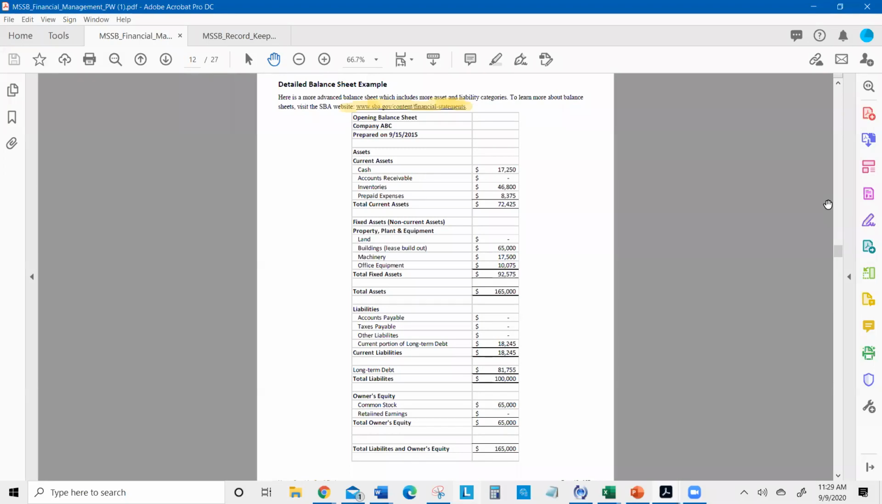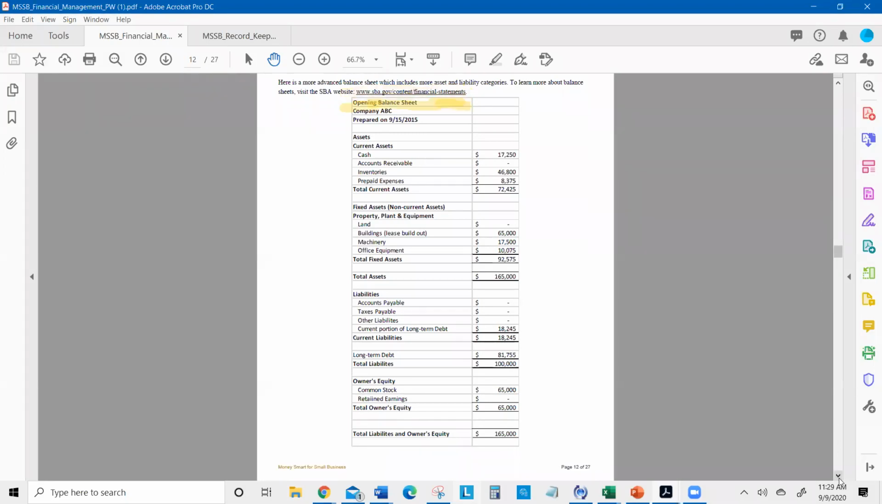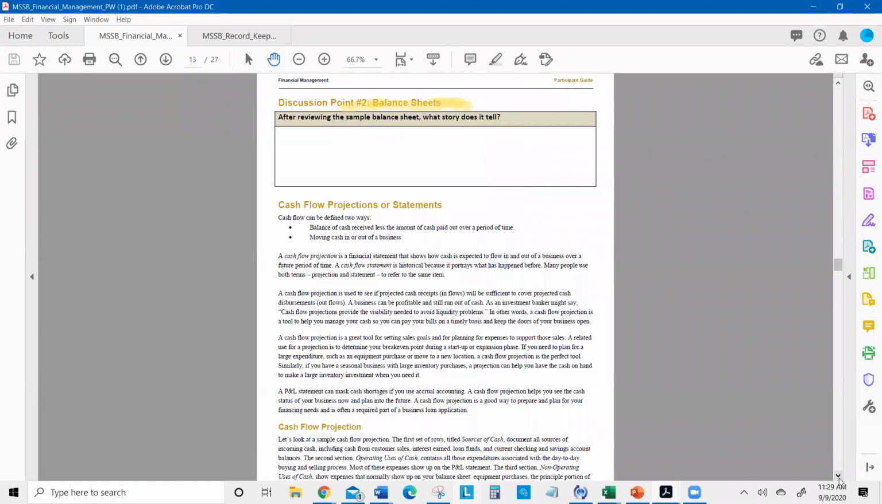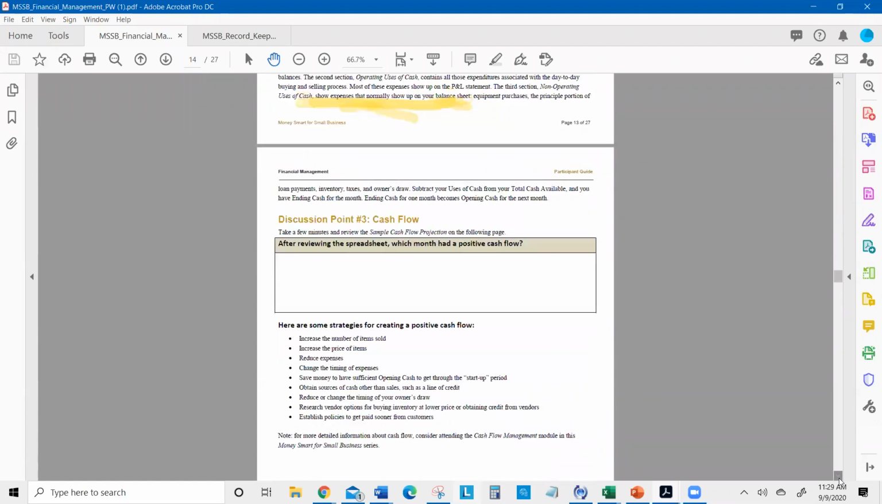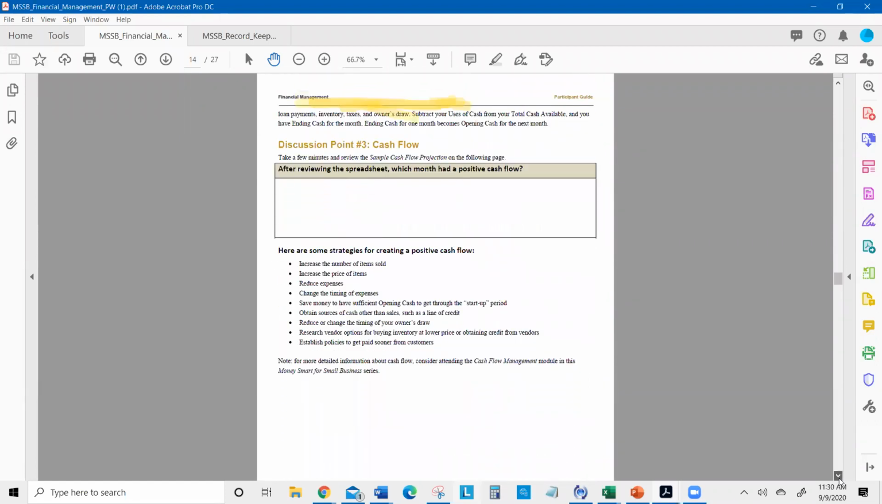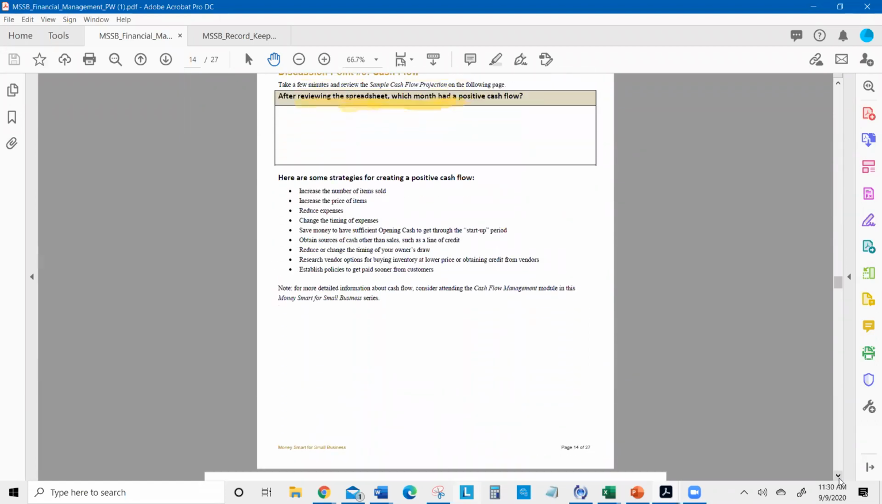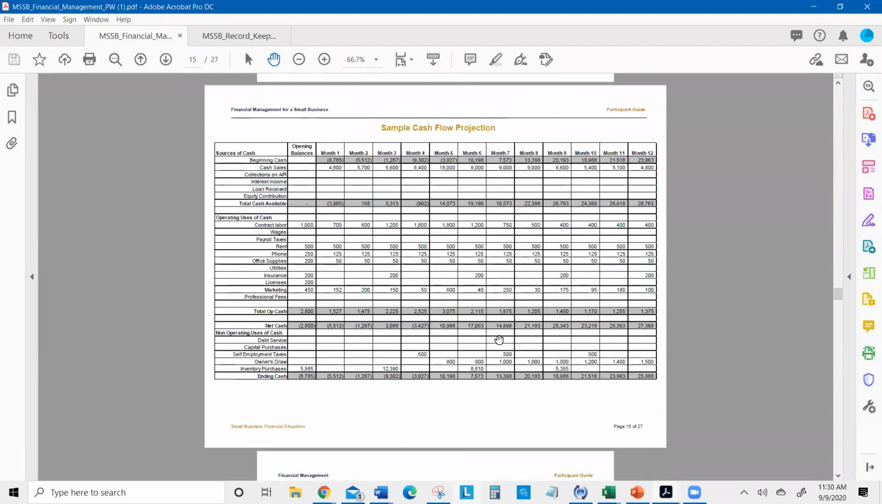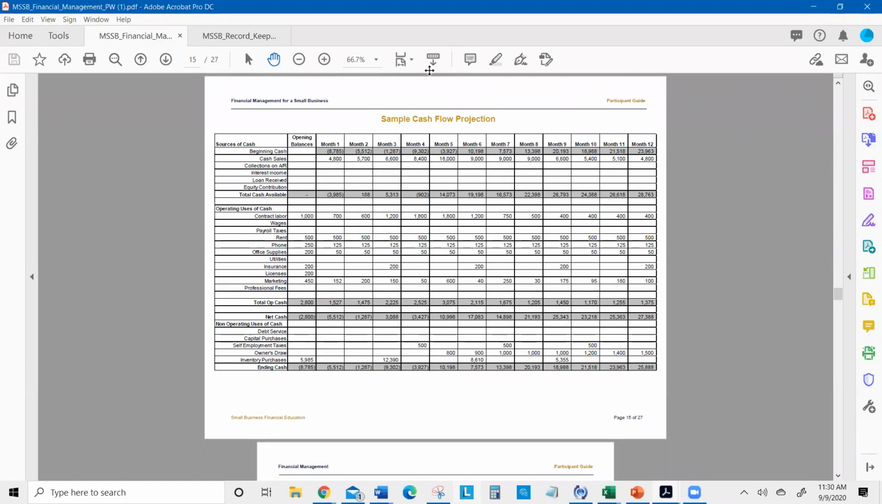If we can go down to page 15 really quickly, I think that's a good place to continue the conversation. So page 15 represents a cash flow statement, right? A cash flow statement is essentially a statement of how much cash your business is bringing in on a day-to-day, week-to-week, month-to-month basis.